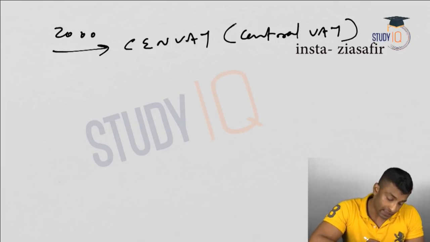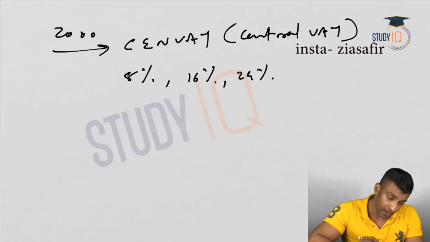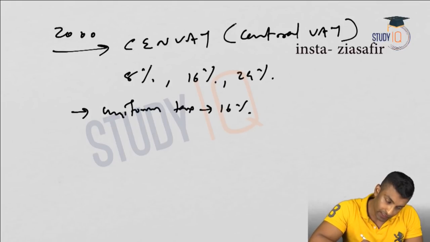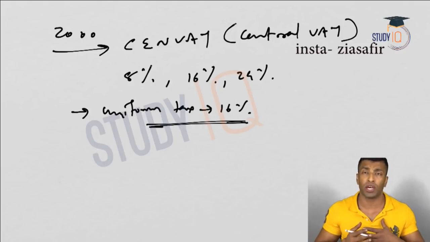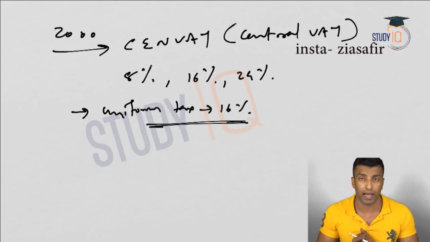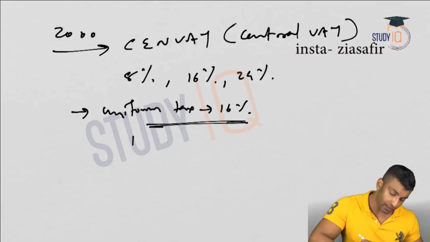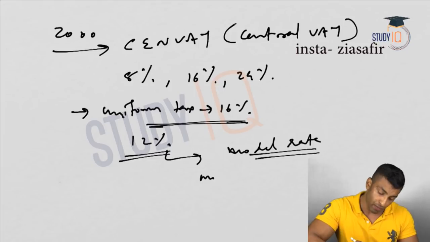So there is only a minor difference. Earlier there were 3 different tax rates: 8%, 16%, 24% for different items. Now under CENVAT there is a uniform tax of 16%. Those items where the government wants to charge more tax are kept outside CENVAT, like cigarettes and all. Now CENVAT is 12%. It is also called the model rate.